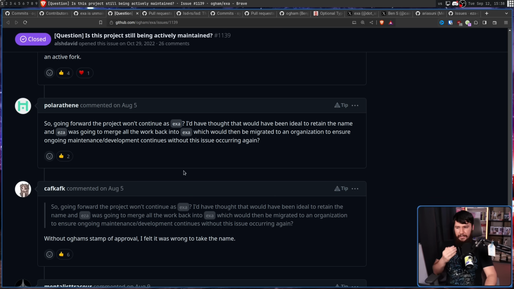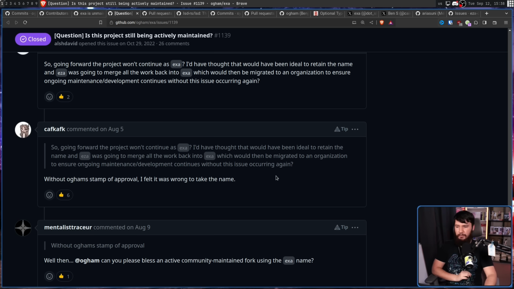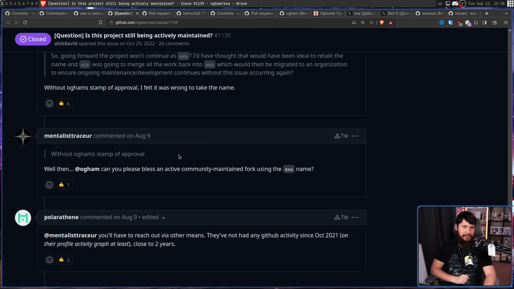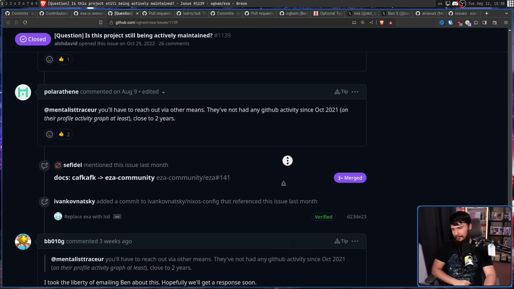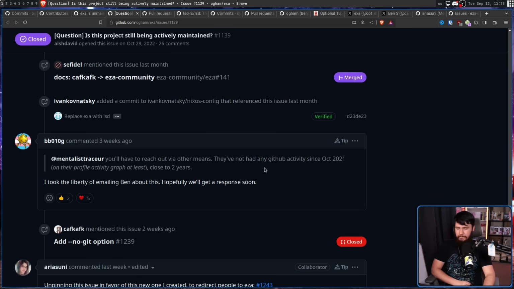And there's a very simple reason why the name Ezza isn't being used. Without Ogham's stamp of approval, I felt it was wrong to take the name, which I can totally understand. People were still trying to contact Ben, and it wasn't going to happen. Some through the GitHub, some through email. Nobody's getting a response about it, so it seems like Ezza is the name that's going to be used.